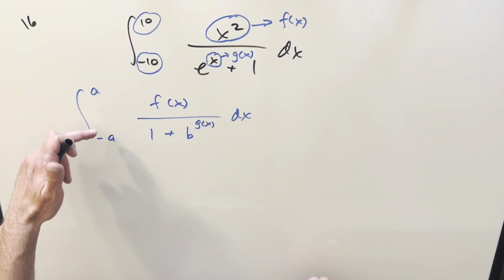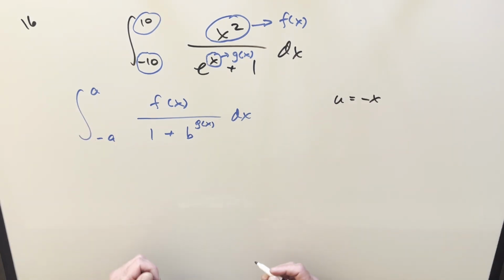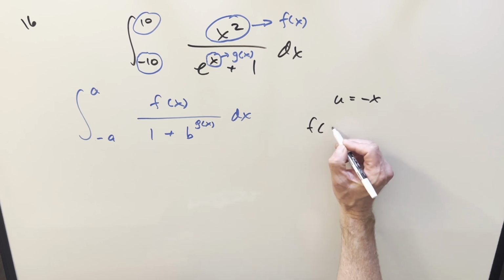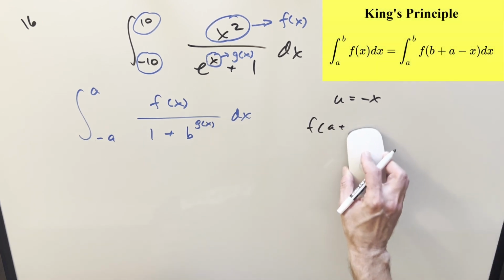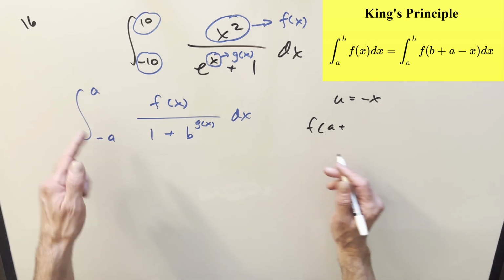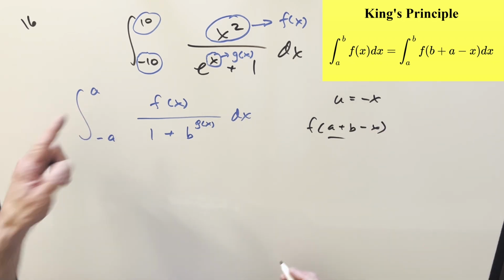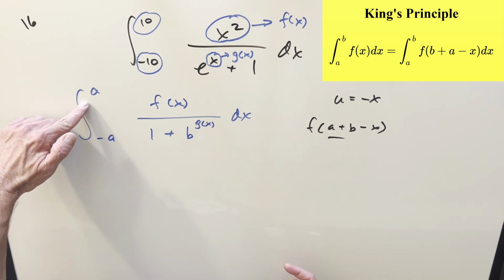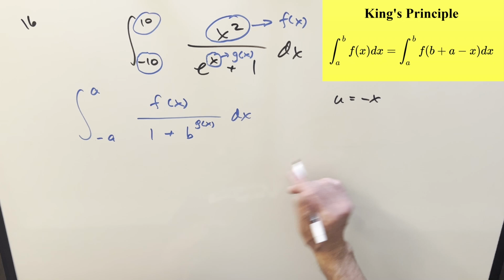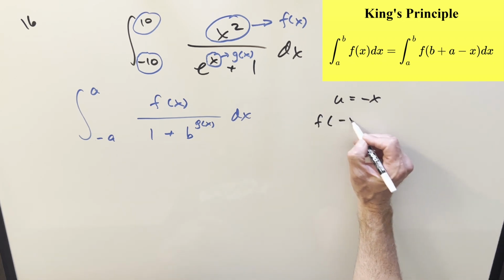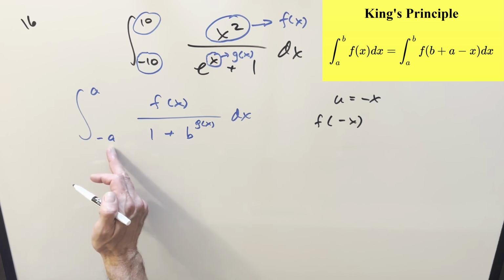If you did a u substitution, I would do u equal to minus x. But for King's principle, we use f of a plus b minus x, where a and b are the bounds. It's confusing with the variables I used, I guess, but really what it's saying is we add the bounds and subtract x, but when we add the bounds, it's 0. So really what we're looking at for King's principle is just f of minus x. When we do it with King's principle, the bounds stay the same.